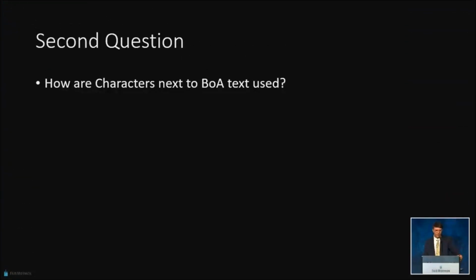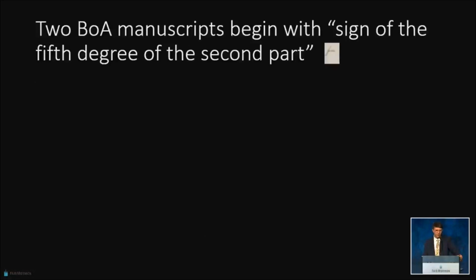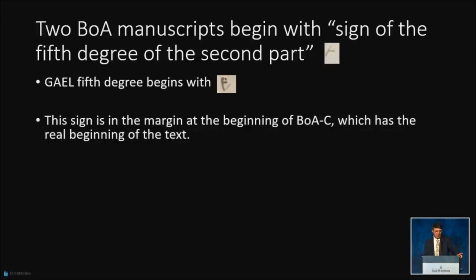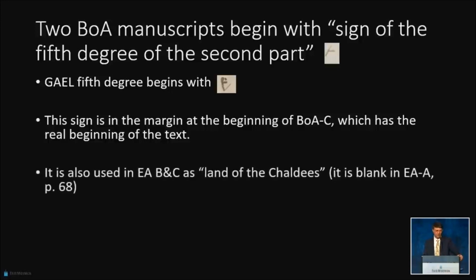How are the characters next to the Book of Abraham text used? So, two Book of Abraham manuscripts begin with this, the sign of the fifth degree of the second part, and you can see the character that they have there. In the Gale, the fifth degree looks somewhat similar, but really not. But this is the sign that's in the margin at the beginning of the Book of Abraham C, which is the only one that has the real beginning of the text.